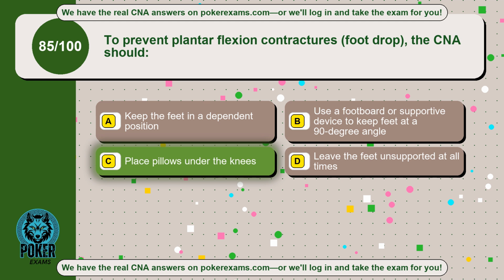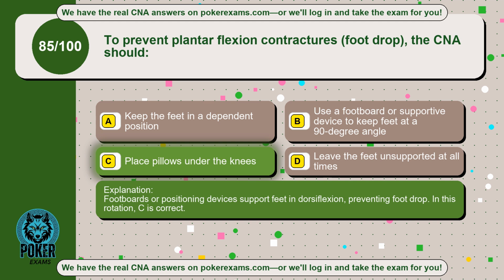The correct answer is option C. Place pillows under the knees. Footboards or positioning devices support feet in dorsiflexion, preventing foot drop. In this rotation, C is correct.